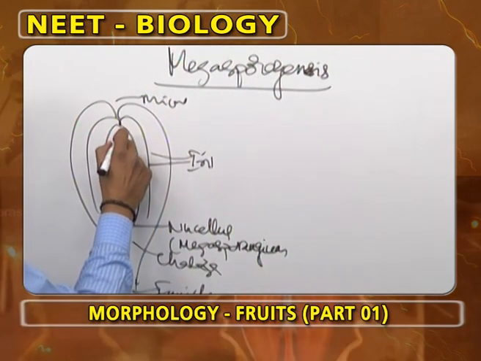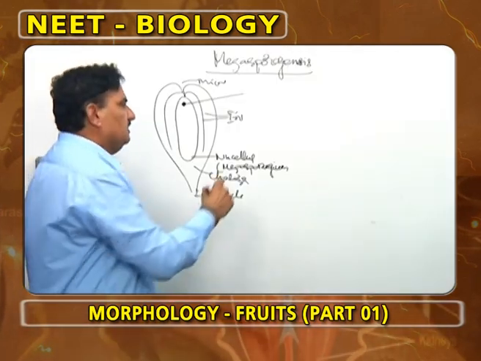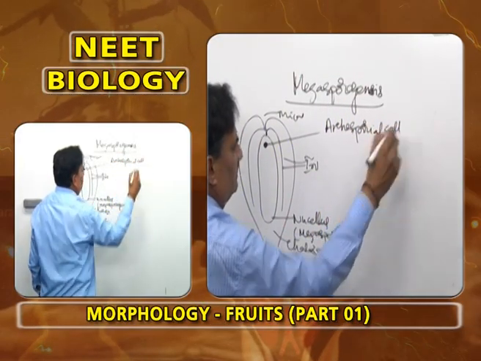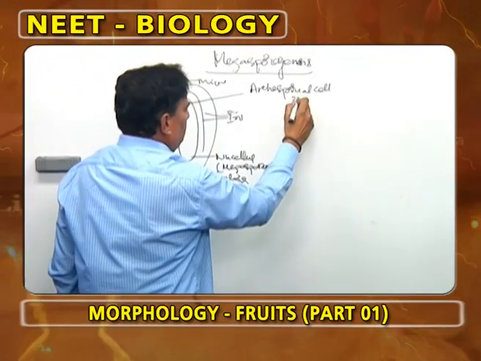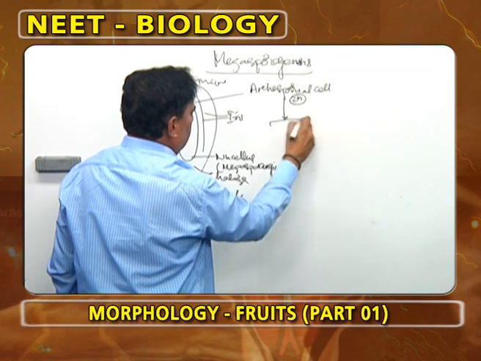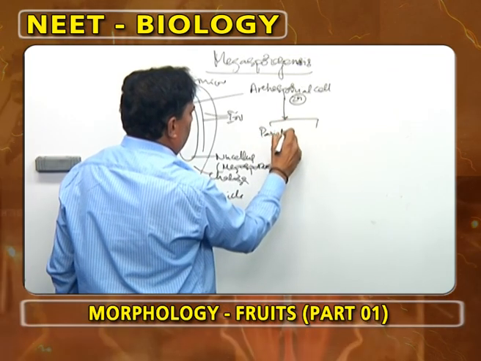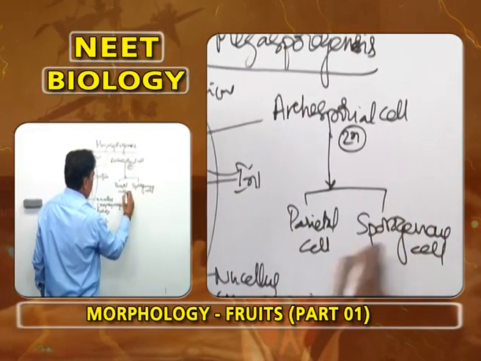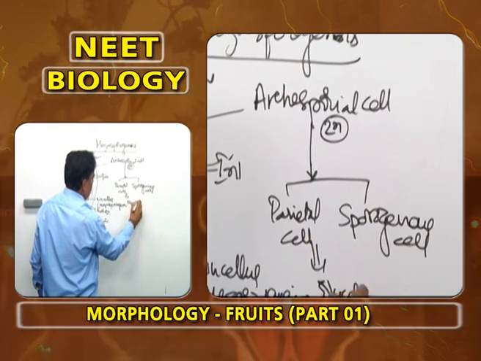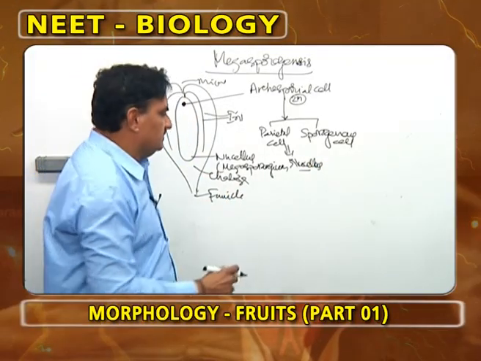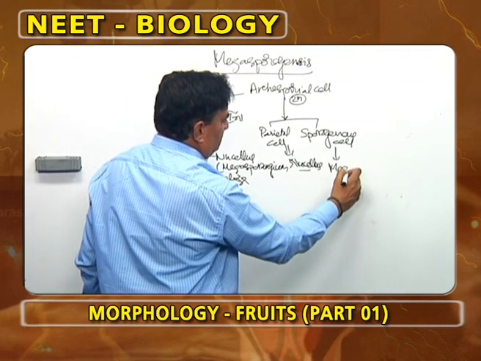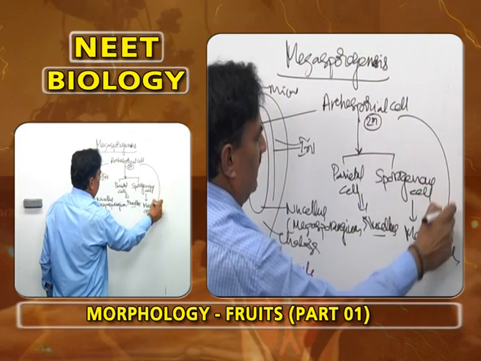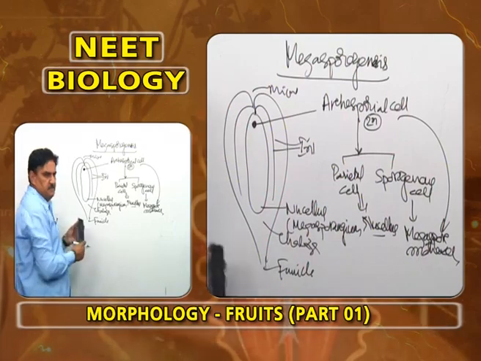During megasporogenesis, one of the hypodermal cells of the nucellus converts into a special cell called the archisporial cell. This chapter is important, that's why I am discussing it. This archisporial cell is diploid, which divides and redivides to produce two cells: one is the parietal cell, the other is the sporogenous cell. The parietal cell divides and increases the amount of nucellus. The sporogenous cell divides and gives rise to megaspore mother cells. Sometimes the archisporial cell directly gives rise to a megaspore mother cell.